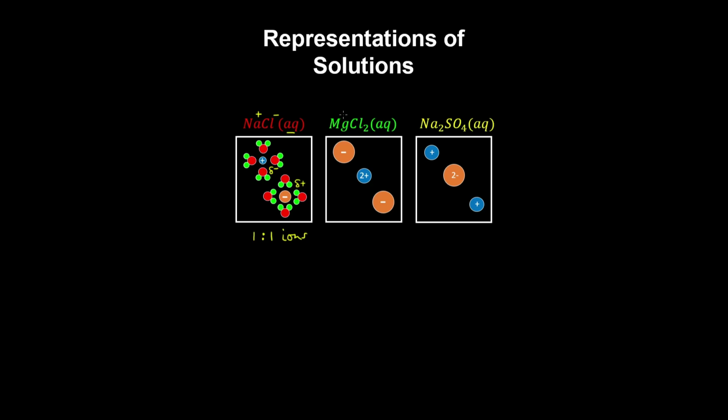Now in the second example, chlorine is a halogen and magnesium is an alkaline earth metal. So therefore, when dissolved in water, this electrically neutral ionic compound dissolves into a 1-to-2 ratio between our magnesium cations and chloride anions.